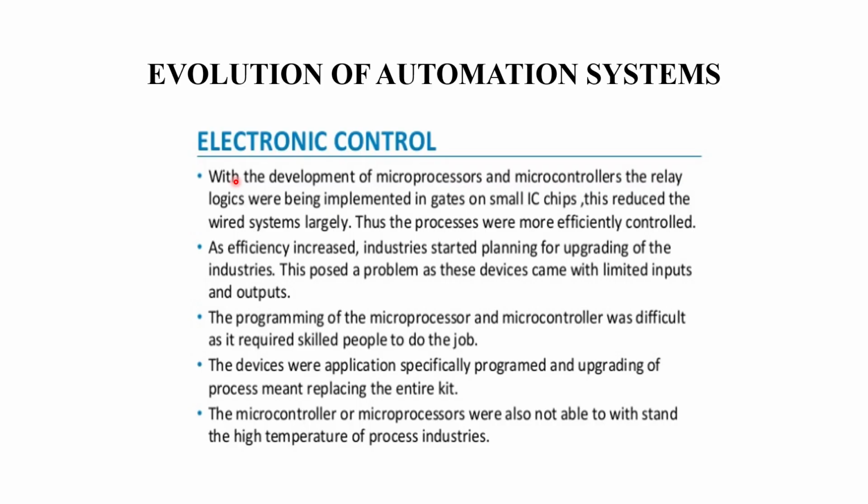Moving on from electrical control to the next type of control, called electronic control. With the development of microprocessors and microcontrollers, the relay logics were implemented using gates on simple IC chips. This reduces the wired system largely and also controls most efficiently. There is a drawback in this also. The drawback is that microprocessors and microcontrollers are difficult to work with due to the high temperature in process industries. It is very difficult for them to withstand it, and we also require skilled people to do this job. The devices were application-specifically programmed, and upgrading the process meant replacing the entire kit.